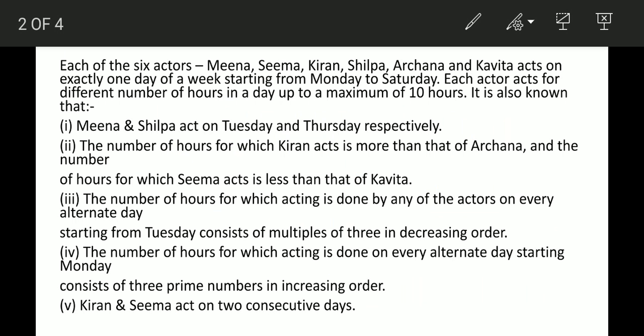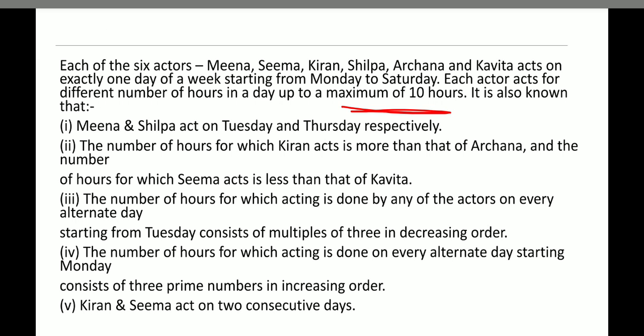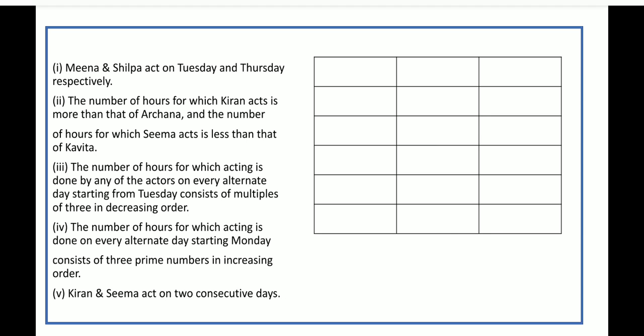The question is given as there are 6 actors named Meena, Seema, Kiran, Shilpa, Archana and Kavita. All of them worked starting from Monday. All of them work for different hours, but the maximum could be 10 hours. Now different conditions are there. We have to use these conditions to draw the final arrangement. So just solve this question.